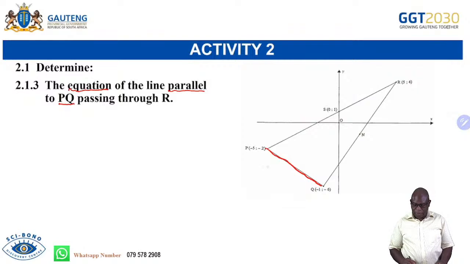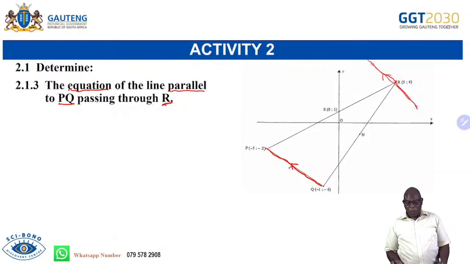So there must be another line which is parallel. That line that is parallel must pass through what? R. Where's my R? Here's my R. So the line that I need is the line that passes through that, and it must be parallel to this line. That's what parallel means. So these two lines are going to be parallel.